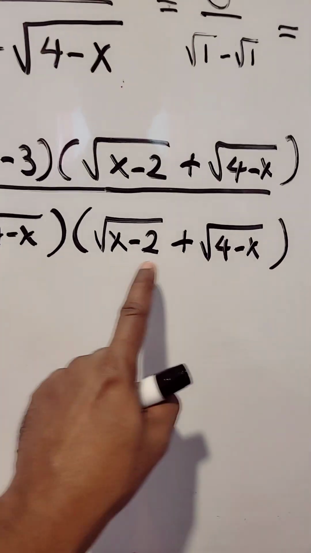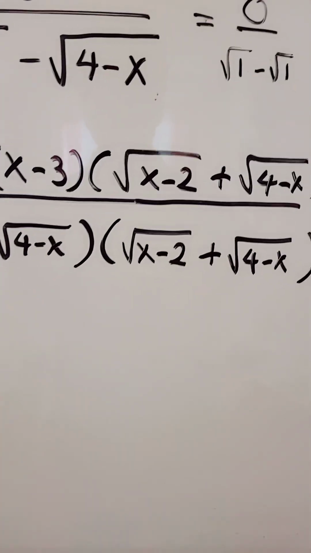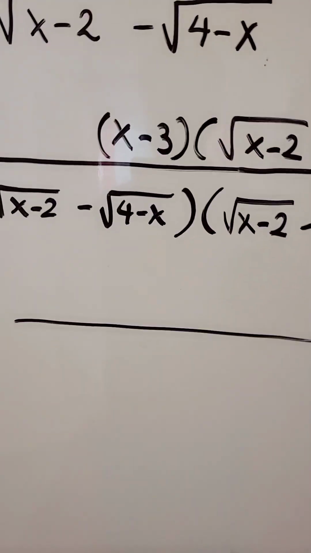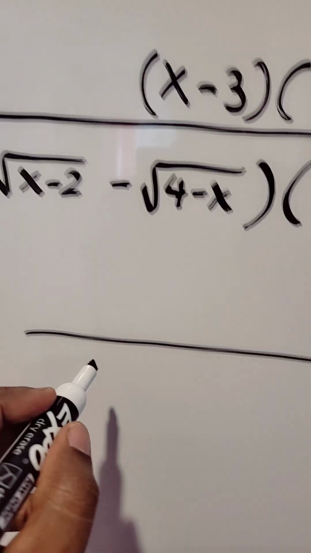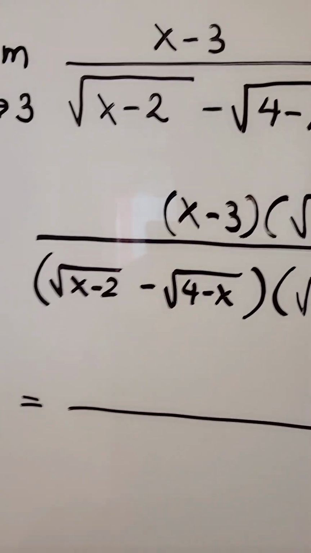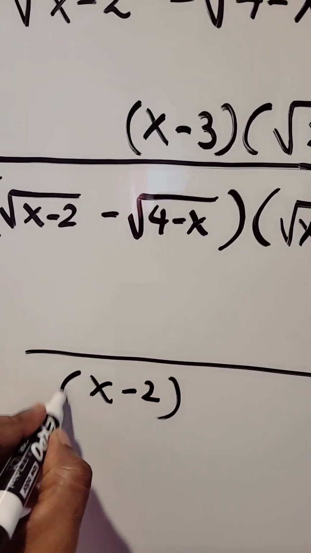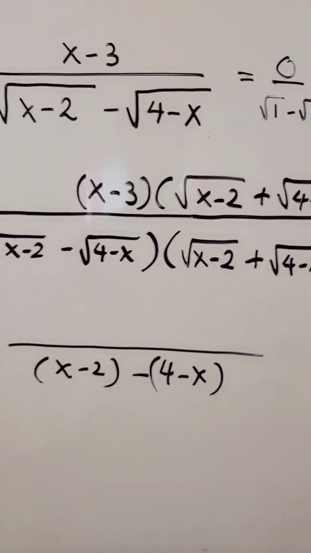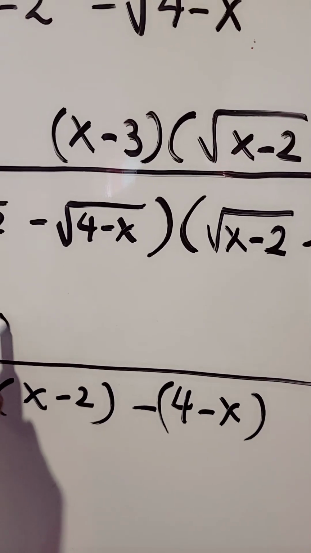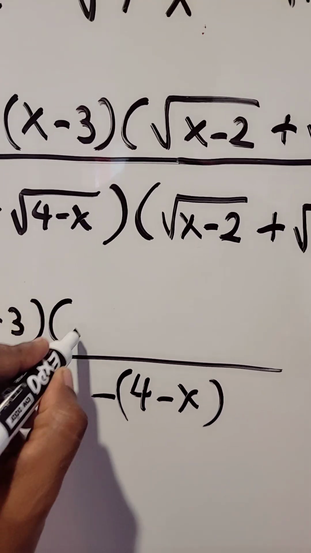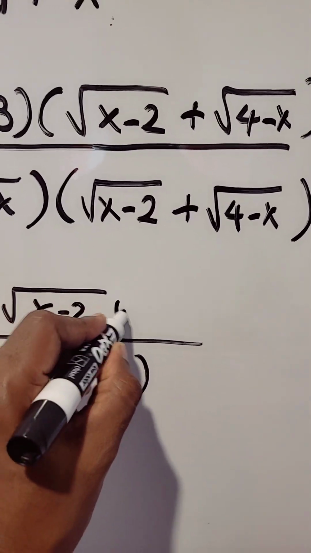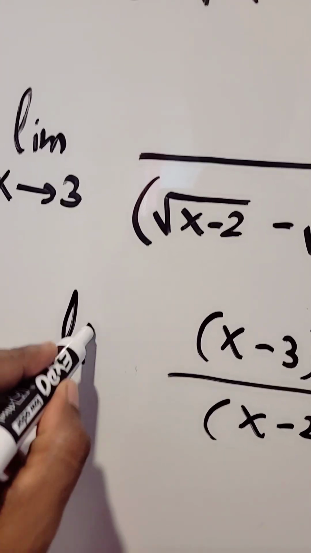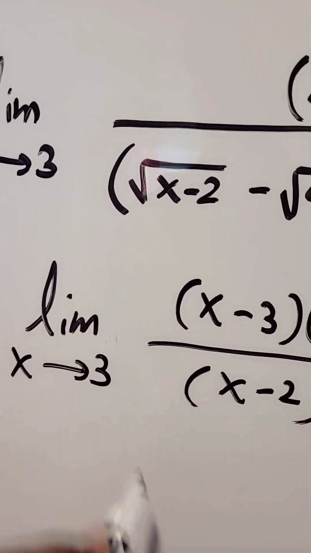Now you can simplify and rationalize the denominator, and you'll see the denominator is simply x minus 2 minus (4 minus x). You can just remove the square roots. That's the denominator. The numerator is x minus 3 times the square root of x minus 2 plus the square root of 4 minus x, and then the limit, because we are taking the limit as x goes to 3.